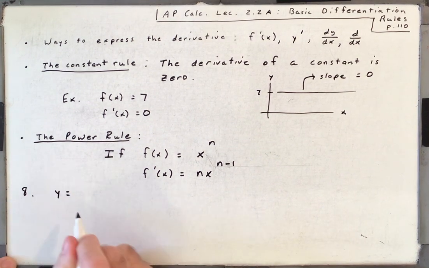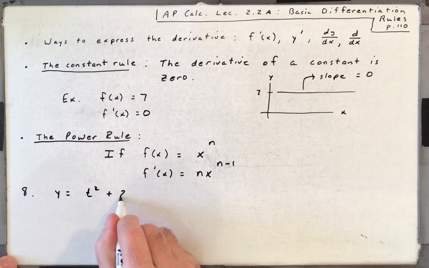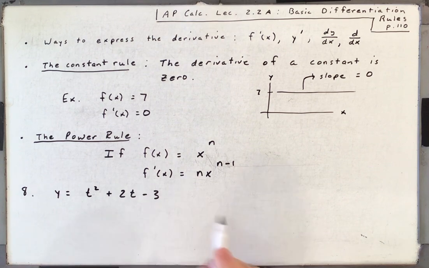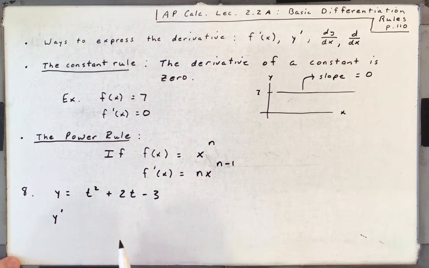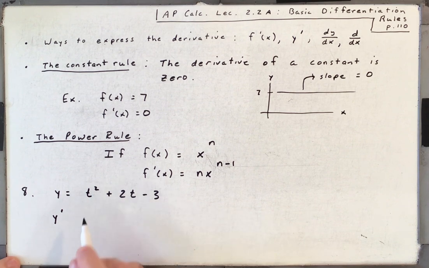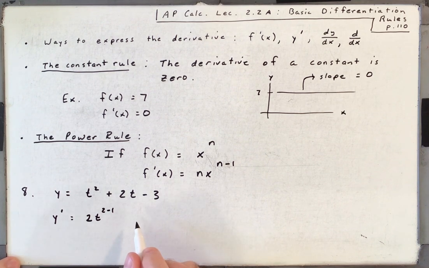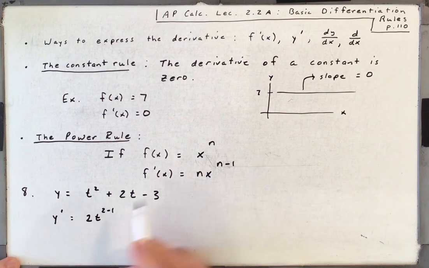We have y is equal to t squared plus 2t minus 3. All right, x or t doesn't matter. So y prime, since we're starting with y, we're going to say the derivative is y prime. Okay, the power rule for t squared. We're going to bring that 2 out front. So that's the same as 2t to the 2 minus 1. Okay, that's the power rule. Bring the exponent out front and then subtract.